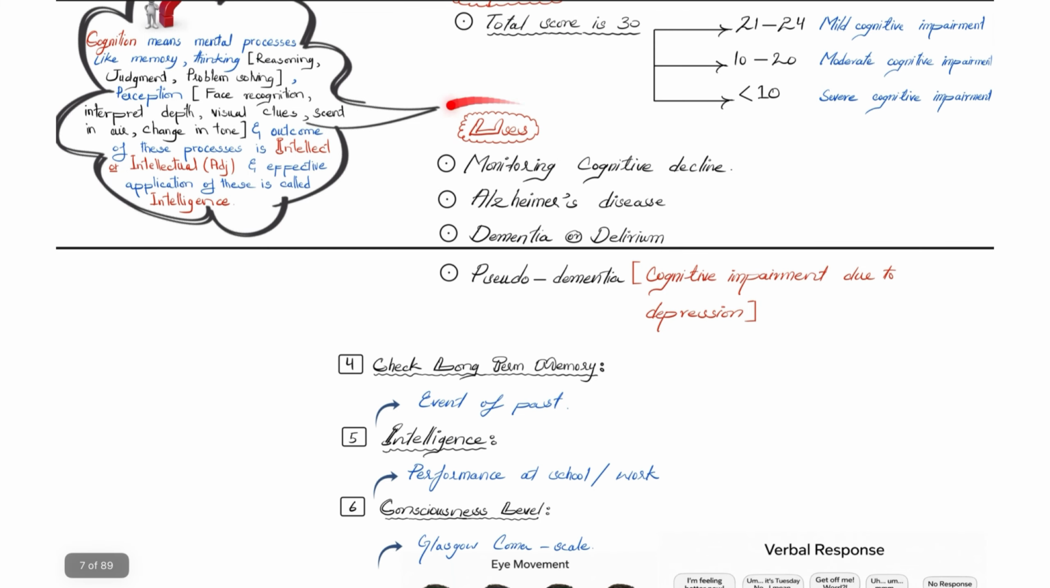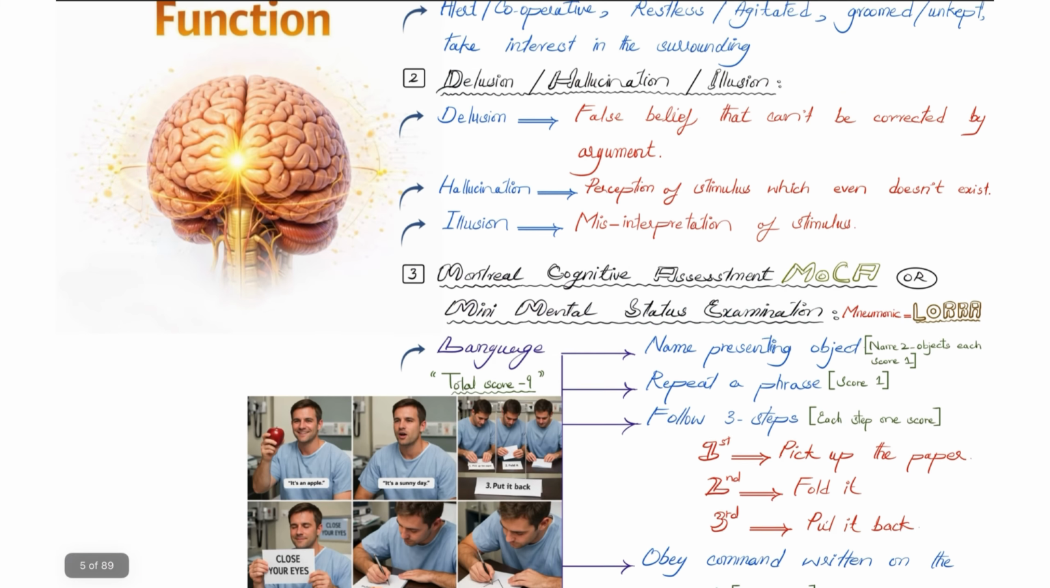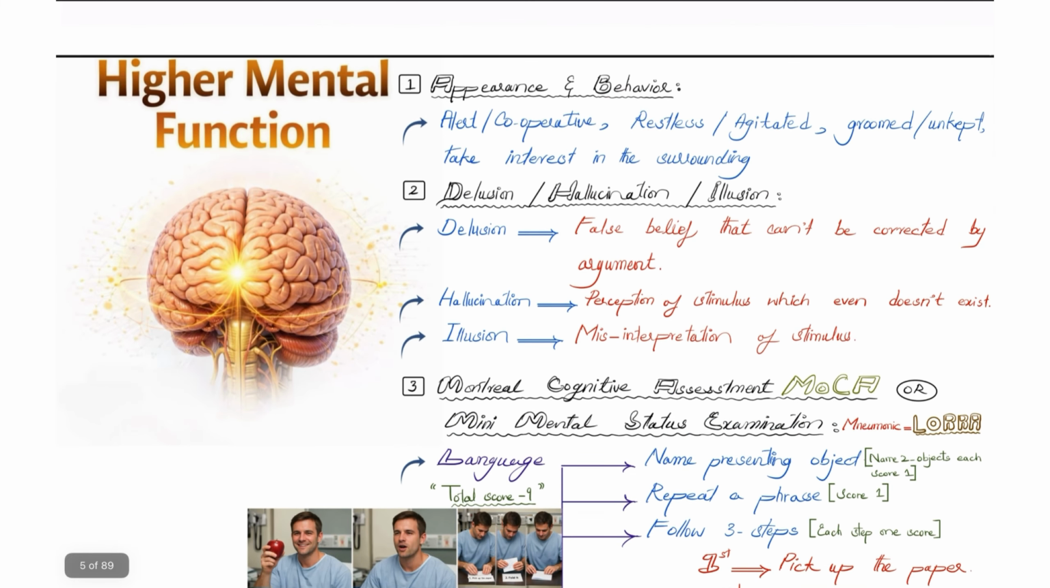Where do we use the Montreal cognitive assessment? For monitoring cognitive decline in a patient with Alzheimer's disease, differentiating between dementia and delirium, and diagnosing pseudodementia. Pseudodementia is the cognitive impairment due to some psychological issues like depression or anxiety. So in case of higher mental function examination, we learned about what the appearance and behavior of the patient tell us. Then we tried to know about delusion, hallucination, and illusion, which are the disorders of thoughts.